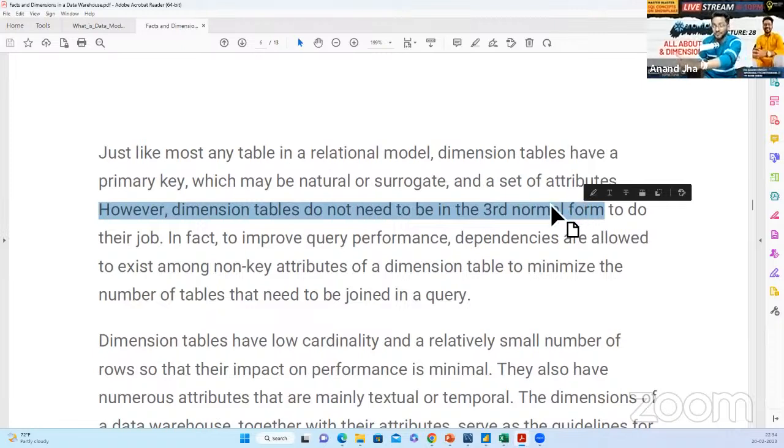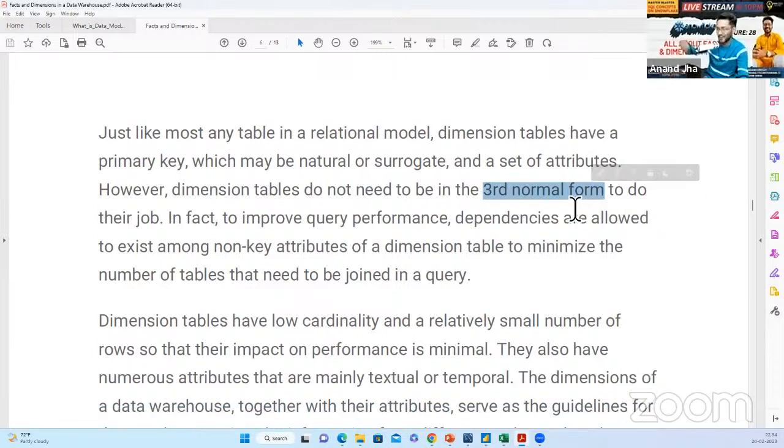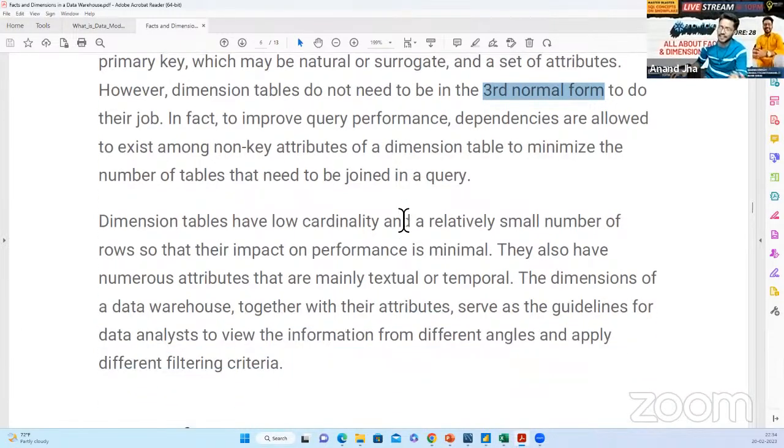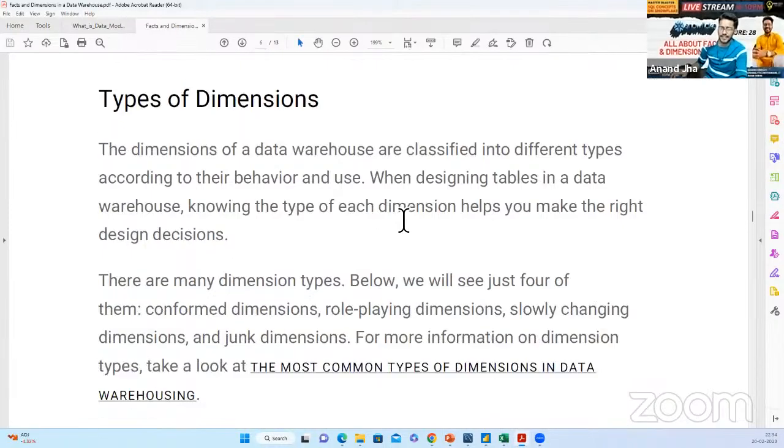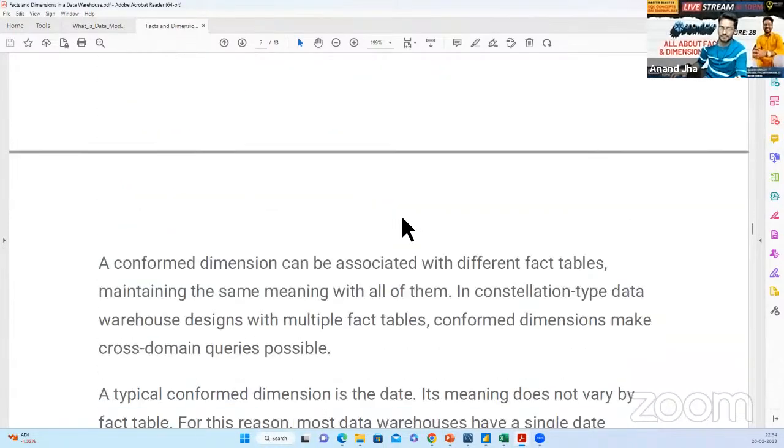Normal forms I have not taught you yet. Normalization also I have to teach you. For the time being, bear with me. I'll talk about first normal form, second normal form, third normal form. Normalization, and fact and dimension tables are used in database design. So a database engineer, or database administrator, or database developer will be designing this. Okay, right? So these are the things.